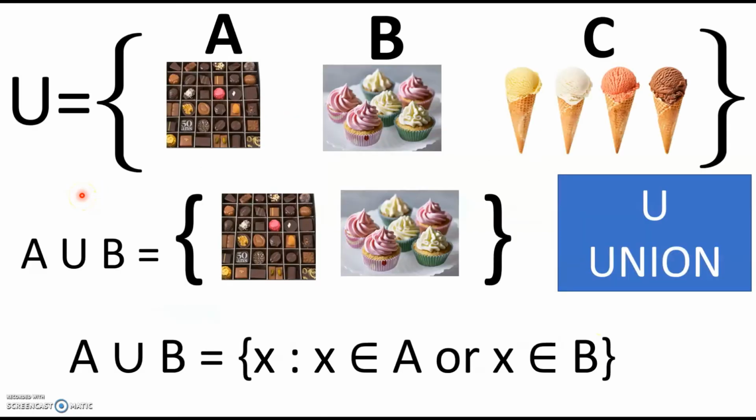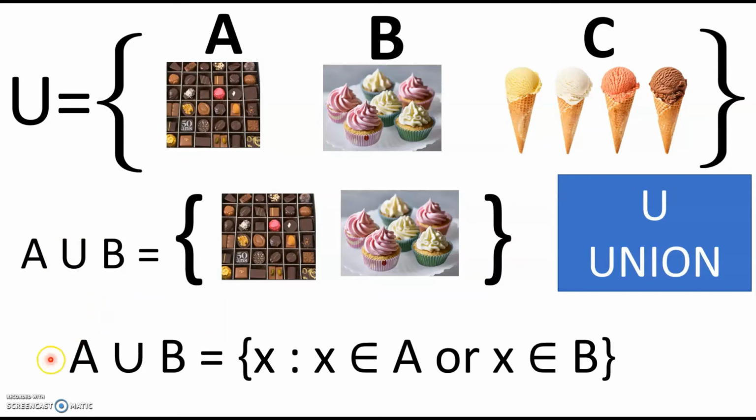Next, we're going to see what is union. Again, let's consider the same example of a universal set with the set A as chocolates, set B as cupcakes, and set C as ice cream cones. Now let's take these two sets A and B and club all the items together and put them together. When you put all the items of A and B together, it is called A union B. And this is the symbol for union.